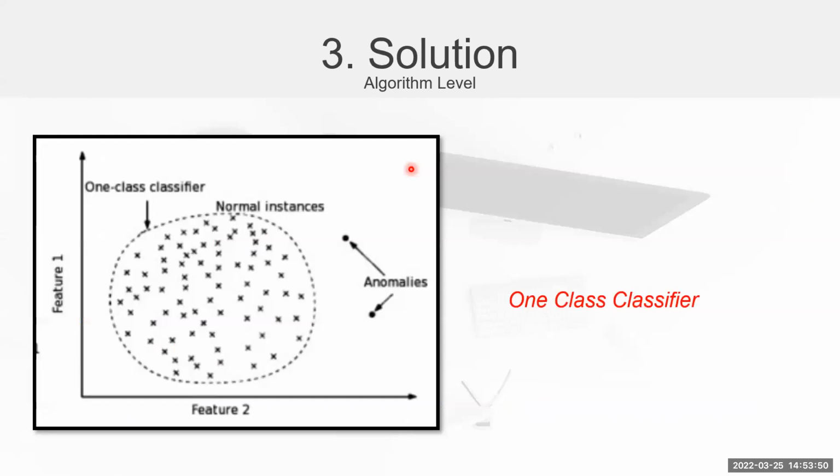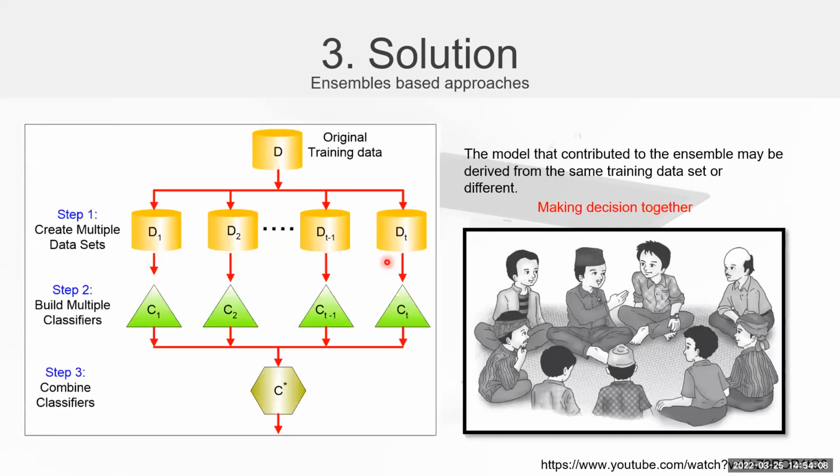For the one class classifier, we just take a look at one class, and the rest of those we classify as another class. Another solution is using ensemble, bagging or boosting. Okay, this is the illustration of ensemble.